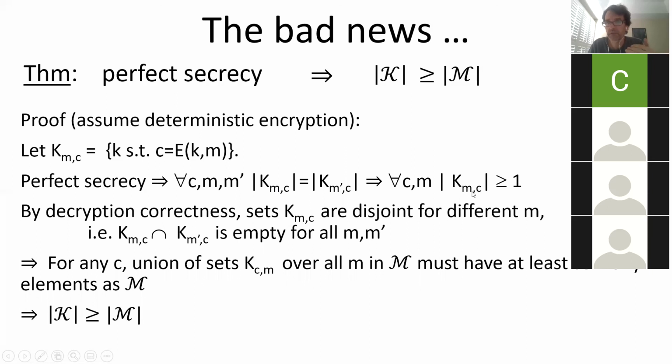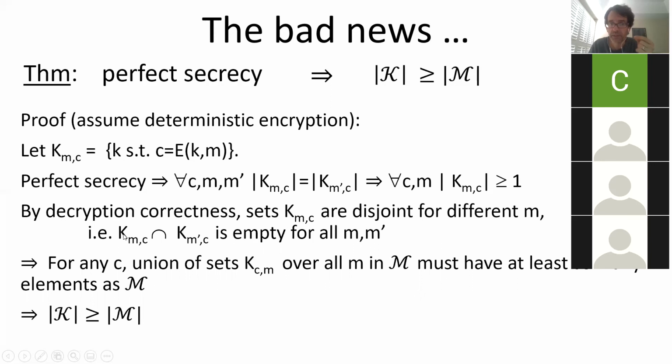So for any meaningful, attainable ciphertext, it has to be that for every message, the number of keys is at least 1. Now, by decryption correctness, for any C, these sets must be disjoint for different M's. So the keys that map M to C must be different from the keys that map M prime to C. Why is that? Because otherwise decryption would have a problem decrypting.